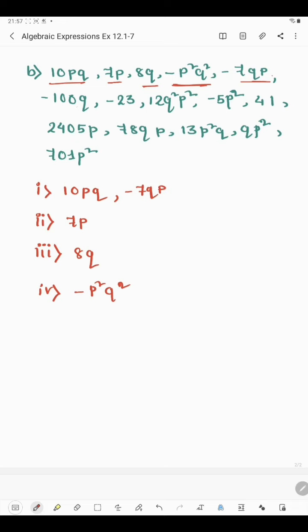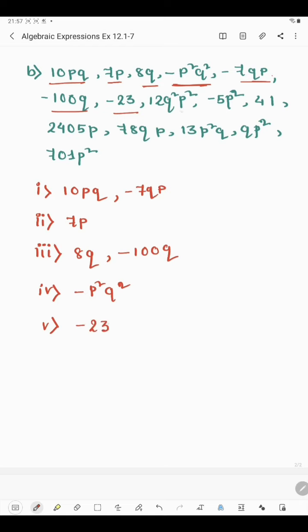Now next we have minus 100q. Is any q term present over here? Yes, here it is. So we will write minus 100q with the term 8q. Now we have minus 23. 23 is the constant. So a constant we have not got yet, so we'll write this separately.